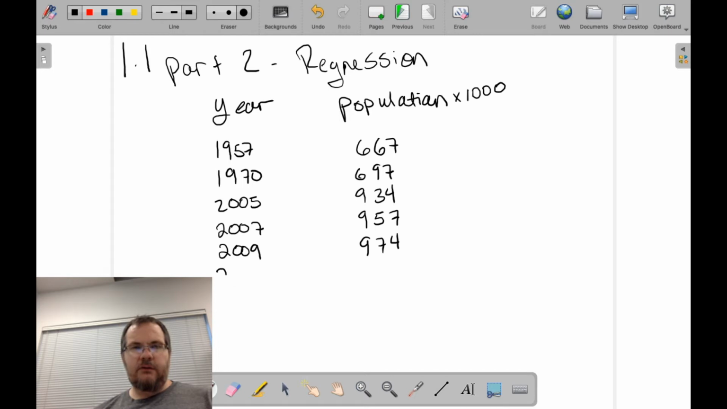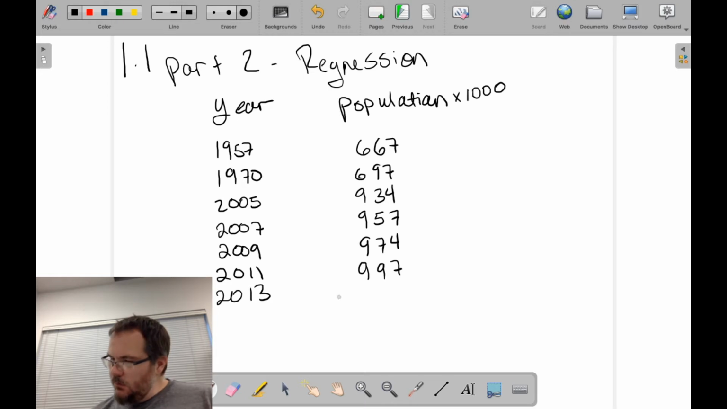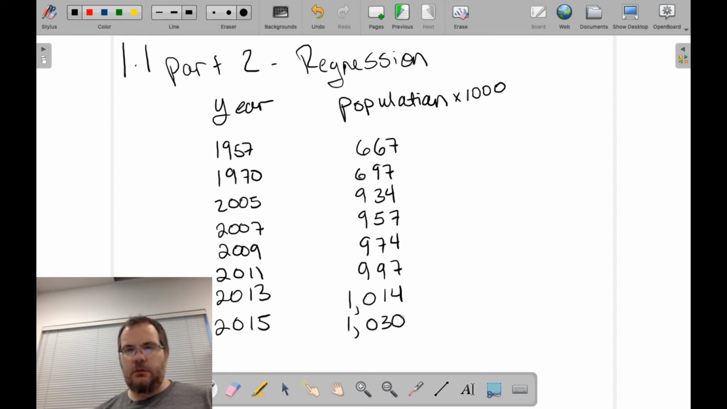Next we got 2011, when the population was 997,000. Now we'll do 2013, when the population was 1 million, and since I'm multiplying this by 1,000, 1 million looks like 1,000, so it's 1,014,000. I'm going to jump to 2015, and then we'll do one more after that. So 2015, the population was 1,030,000, and in 2019, the population of Montana was 1,069,000.